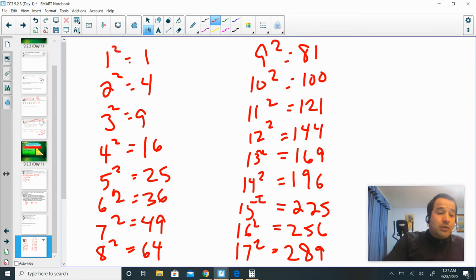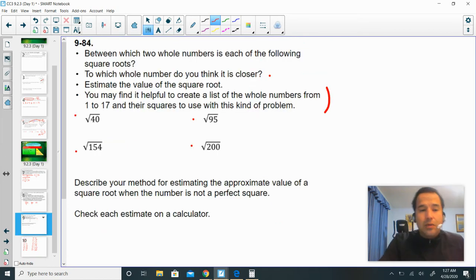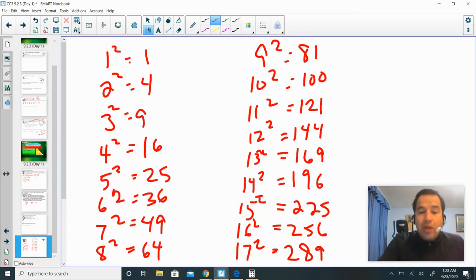Okay, so here's what I want you to address. I want you to go back to this one, and we're going to look at number 1, square root of 40. Now, square root of 40, we go back to this right here. Between what two whole numbers is the square root of 40? Well, 40 is going to be right here. Okay, it's going to be between 6 and 7.